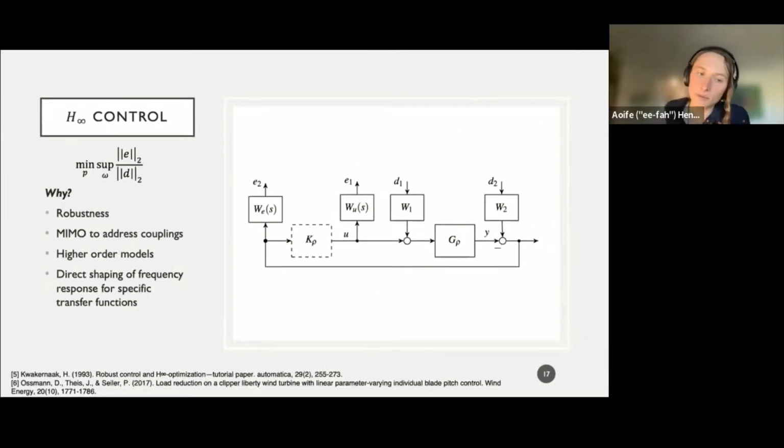So why H infinity control? Well, H infinity control involves minimizing the H infinity norm of sensitivity functions of choice. So some of the good reasons for implementing this include its robustness properties, its applicability to multi-input, multi-output systems, such as wind turbines, or realistic ones at least, and higher order models, and the way that it allows us to directly shape the frequency response of specific transfer functions.